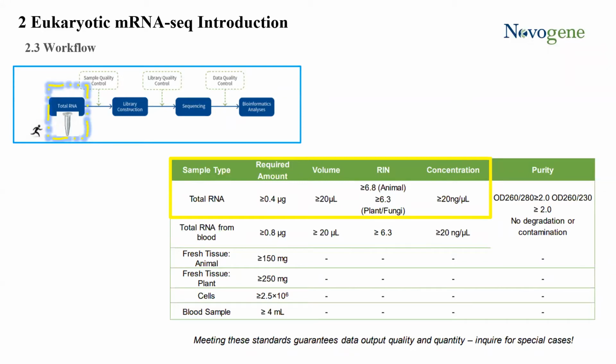Ideally, we're looking for an RNA integrity number greater than 6.8 for animals and above 6.3 for plants and fungi. We do ask that our clients achieve a concentration of 20 nanograms per microliter, if possible. This will help us ensure a more reliable outcome from the sample QC process. Here in the picture, you'll find our sample requirements, but all of them can be found on our website.